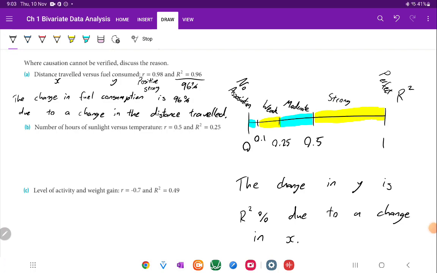Have a look at the next one. The number of hours of sunlight versus the temperature. r is equal to 0.5 and r squared is equal to 0.25. With 0.5, we would say that's moderate and positive. And with an r squared value of 0.25, we would think of that as 25%, times it by 100. Now we can use the sentence. As the number of hours of sunlight increases, does the temperature also increase? Well, yes, it does, but it's not the only cause. What are some of the other things that might affect temperature change?